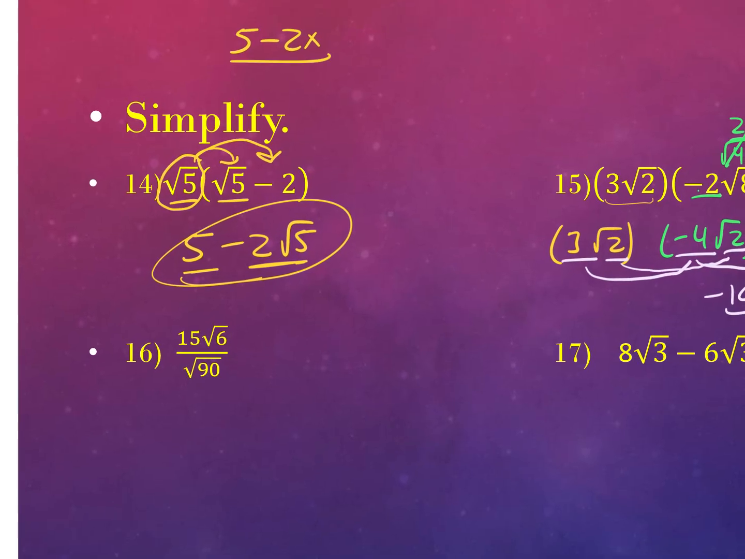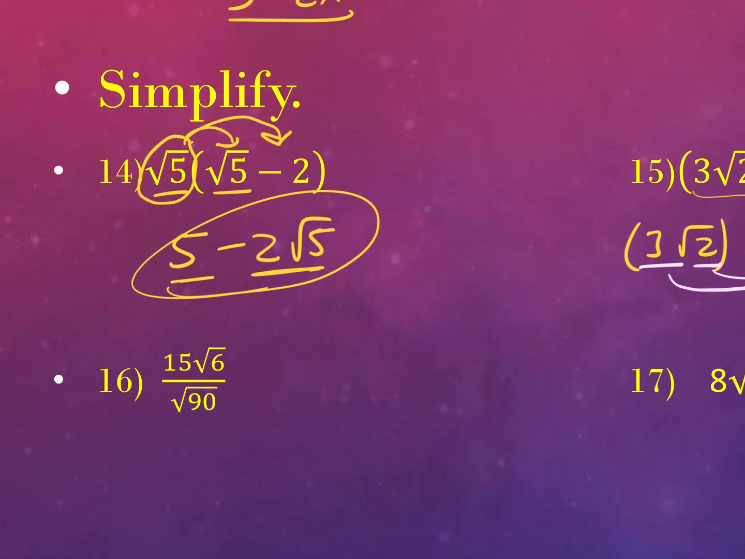All right, let's continue. Something like 16, I have 15 square root of 6 divided by square root of 90. I can divide underneath the radicals. It looks like 6 and 90 share a common factor of 6. So I'm going to turn that 6 to a 1, this 90 to a 15. Divide the top and the bottom by 6, and then you get 1 and 15. And then so I get 15 square root of 1, but square root of 1 is just 1. And 15 times 1 is just 15.